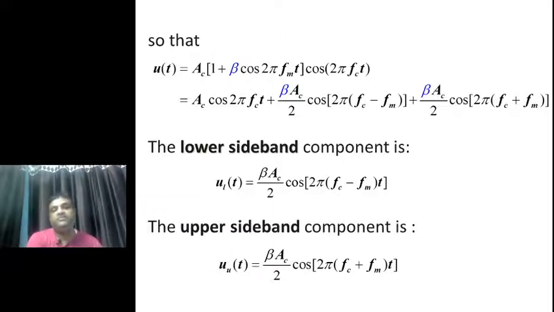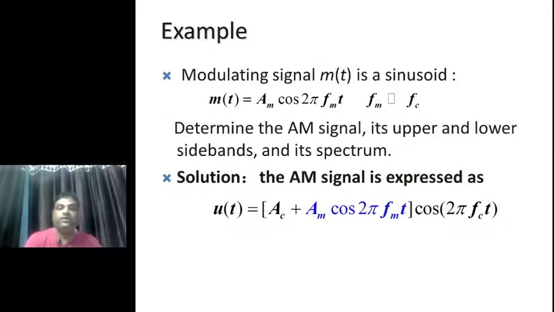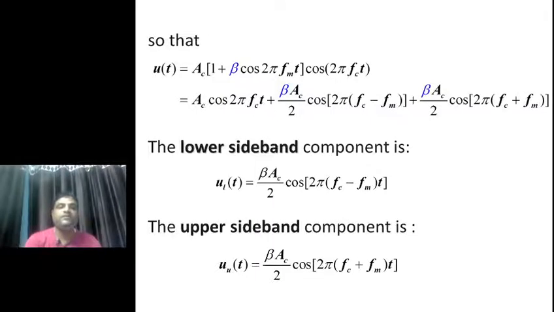Then again we multiply. Instead of AM, we write beta. Beta is called the modulation index. So it becomes Ac cos 2 pi fct plus beta Ac upon 2, and just expand this bracket, we get this. After this, we see that the modulated signal consists of the frequencies fc, fc plus fm and fc minus fm. So fc minus fm is called the lower sideband, fc plus fm is called the upper sideband.